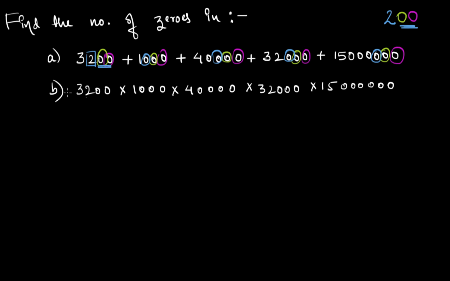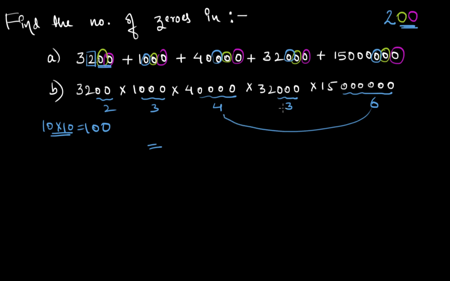But the second one is interesting because we know the number of zeros. So what we can do is just add them up, because if I multiply, I know that 10 times 10 is 100. The zeros get added up. So if I need to find the product, I can simply add all the zeros here. So 2 zeros plus 3 zeros plus 4 zeros plus again 3 zeros plus 6 zeros. So this total is equal to 6 plus 4 is 10, 10 plus 6 is 16, 16 plus 2 is 18. So this number at the end will have 18 zeros in it.